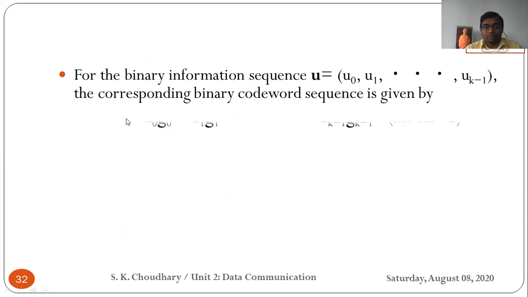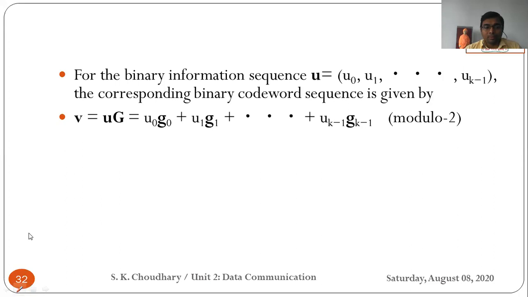And the code word that will be formed can be represented with this equation. Here V is the final code word made from the message U, and G is the generator matrix. So V is equal to UG, that is u0 g0 plus u1 g1 up to u k minus 1 g k minus 1, and you get an n-bit code word.